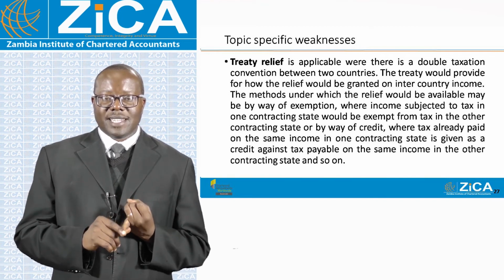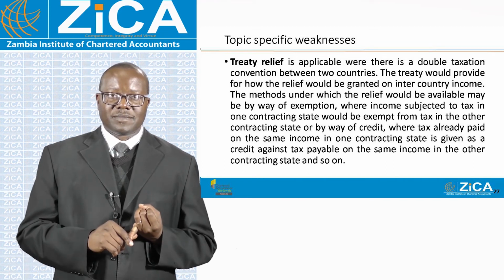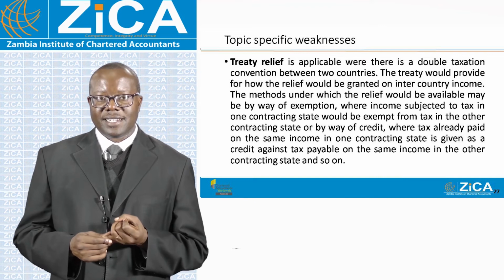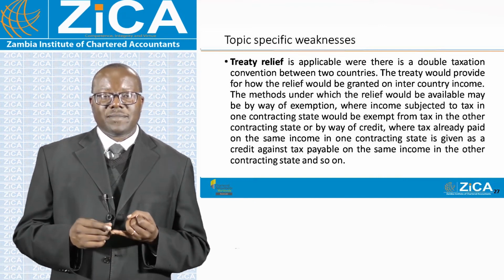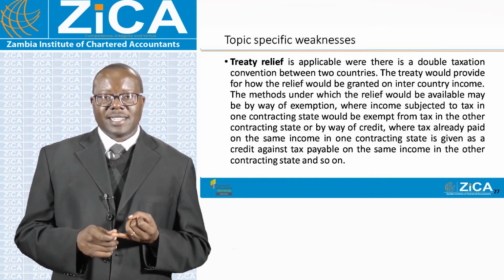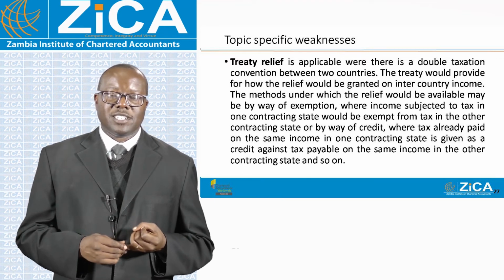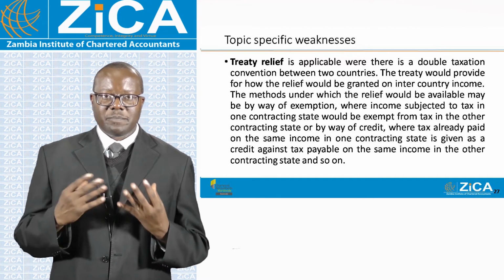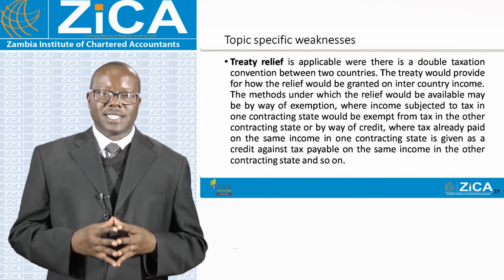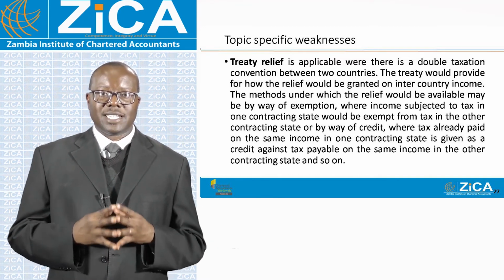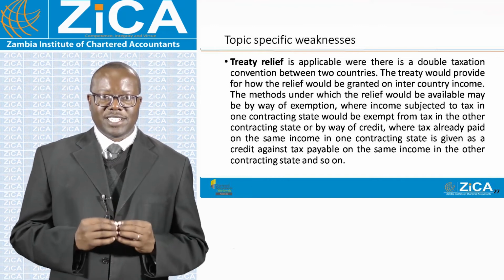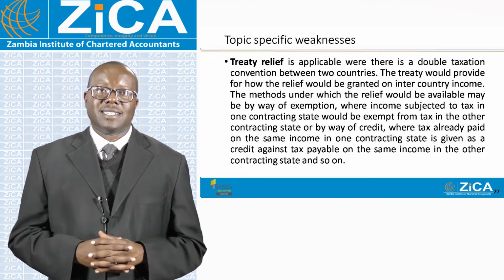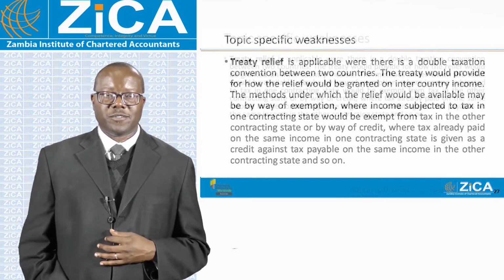Where income received in Zambia has been subjected to tax in another country, where treaty relief applies, there may not be any tax to be charged in Zambia. Or the tax already paid abroad will be credited against Zambian tax on that income if that is what the treaty between Zambia and that other country has provided for.